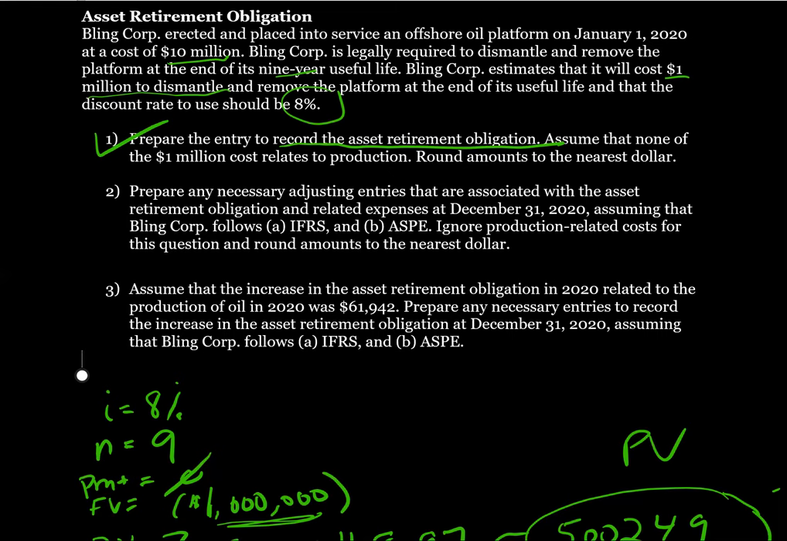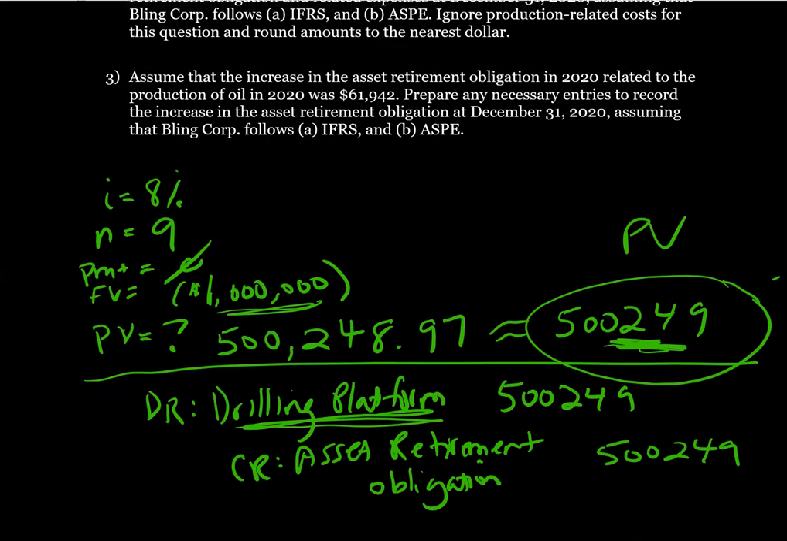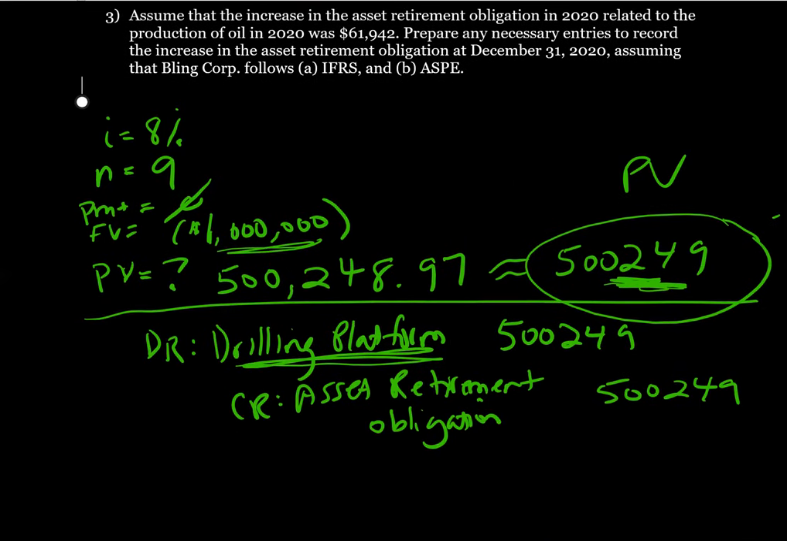So now we need to know what type of adjusting entries are required for the asset retirement obligation at December 31st, 2020. So remember how we just said that we've recorded this asset on our balance sheet at the present value of future cash flows? Well, we need to do two things. So we've got two components here.